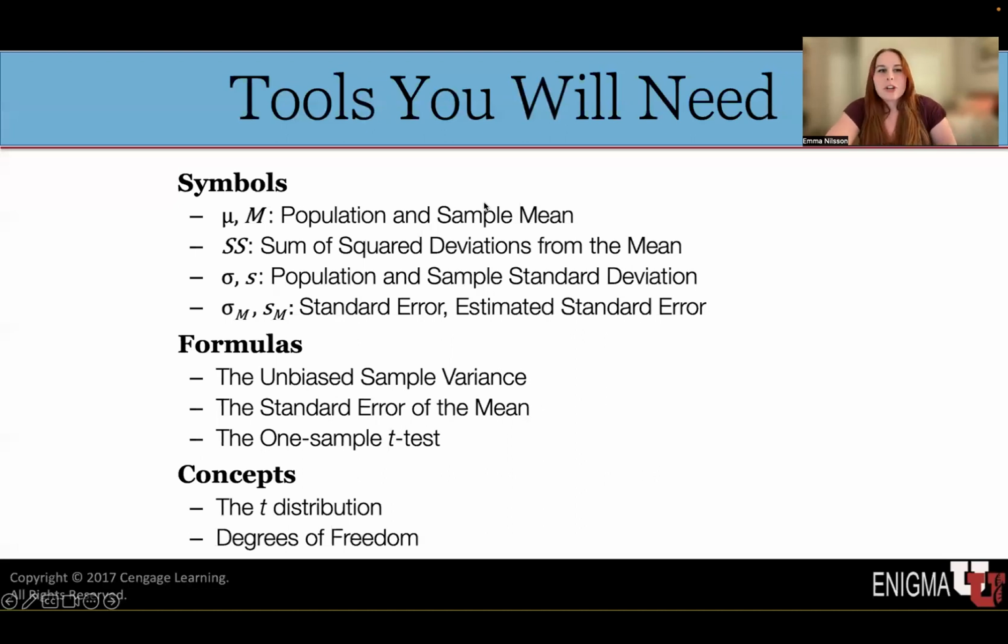Okay, we're going to be using pretty much every single symbol we have learned thus far. So this could be a good time to just pause, take a screenshot, write some notes, make sure that you understand what each of these symbols mean and what they represent, and whether they refer to population or samples. We're going to be going back over some of the formulas that we've used again, and the important concepts today we're going to talk about are the t-distribution and degrees of freedom.